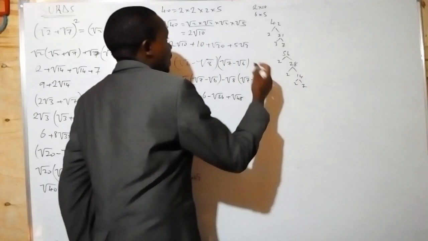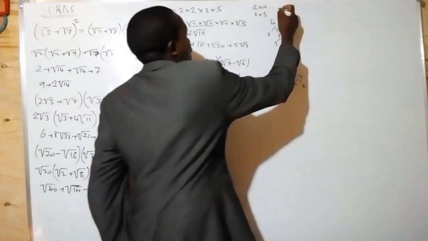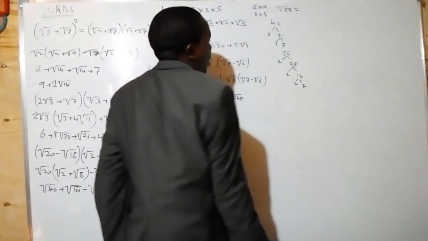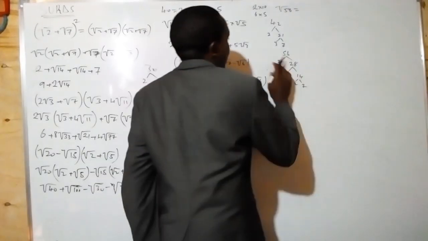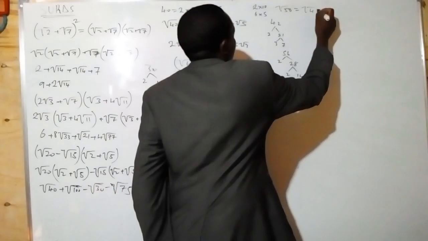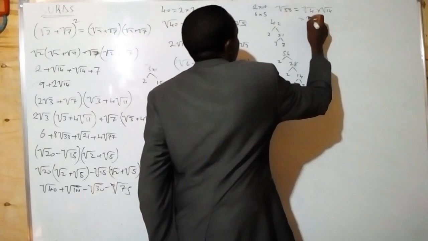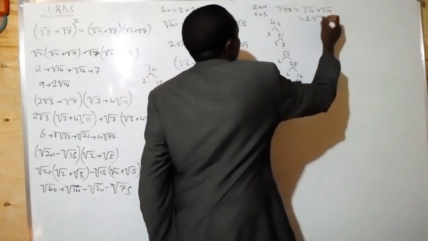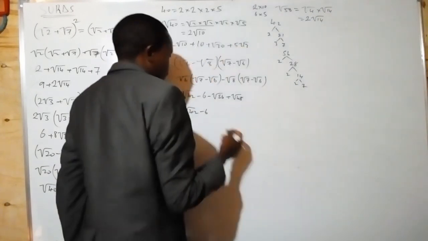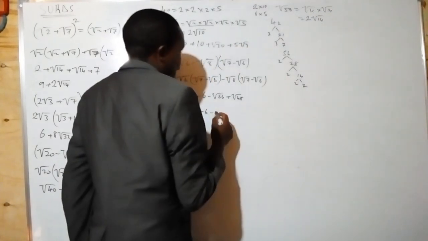Root 28, root 56 is equal to, we can say, root 4 times root 14. And root 4 is 2. 2 times root 14, 2 root 14. We say minus 2 root 14, correct?